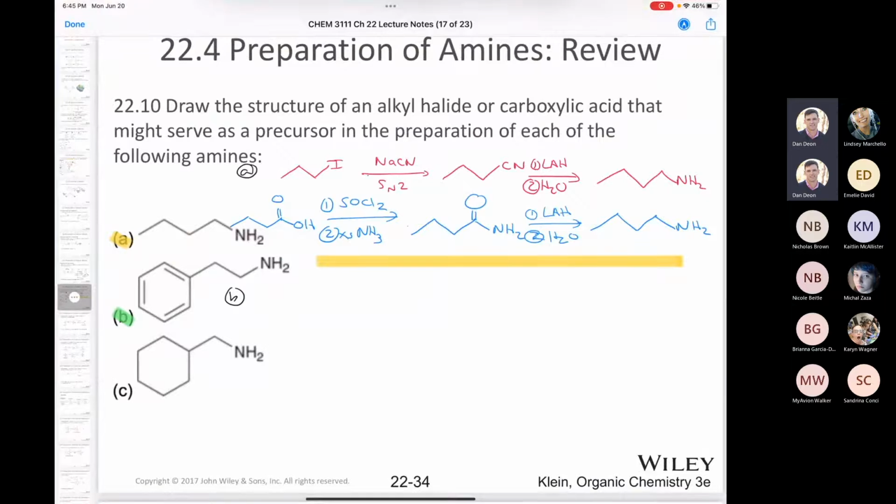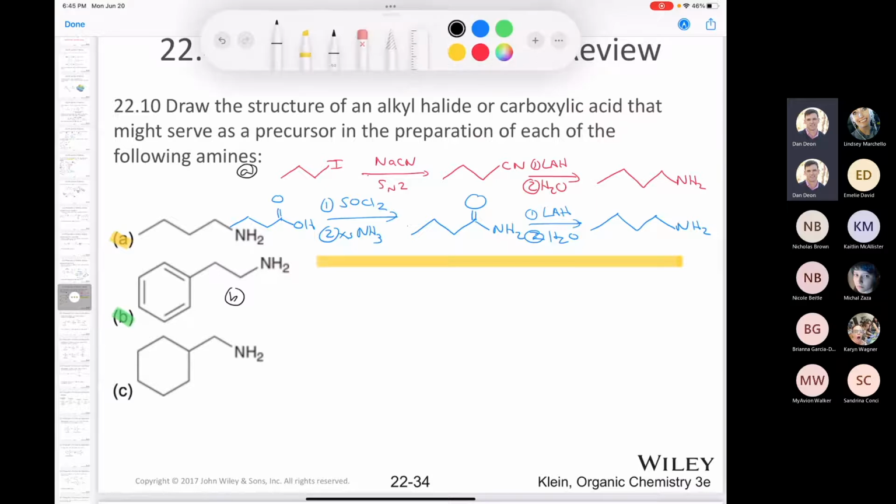So let's take a look at 22.10b. We've got the aromatic ring here. If we wanted to use cyanide, that would take care of these two atoms, the carbon and the nitrogen. And of course, we would reduce it to the primary amine. So that would mean we would need the aromatic ring with a methylene. What we would do is use benzyl bromide, which is this compound.